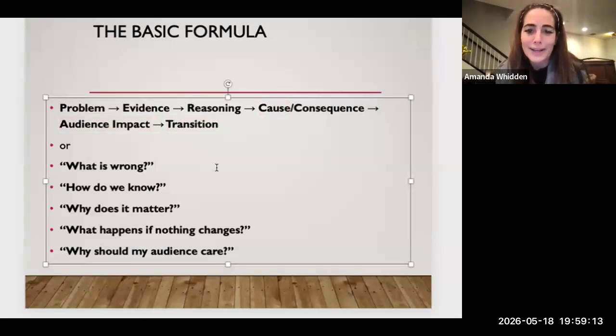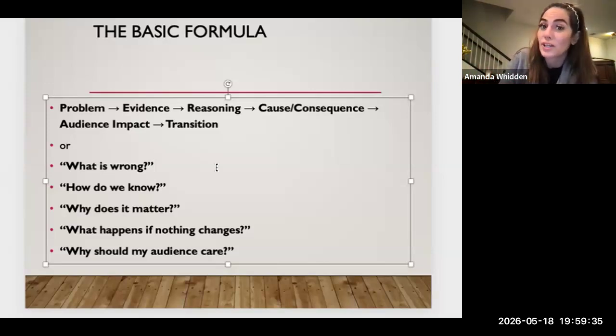So ultimately, the idea is, well, what's going on? What's wrong? You tell me what's wrong. And then I'm like, well, how do you know that's wrong? And then you provide me with evidence. And I say, yeah, but why does that matter? And then you say, here's what the problem is with that evidence, because that's what these numbers mean. And then I ask, well, what happens if nothing changes?